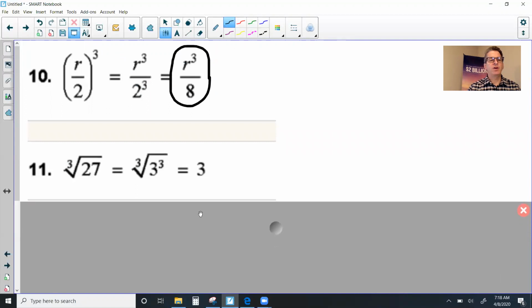Number 11, the cube root of 27. Okay, and that answer is 3. What number, when you multiply it together 3 times, gets you 27? In this case, it is 3.